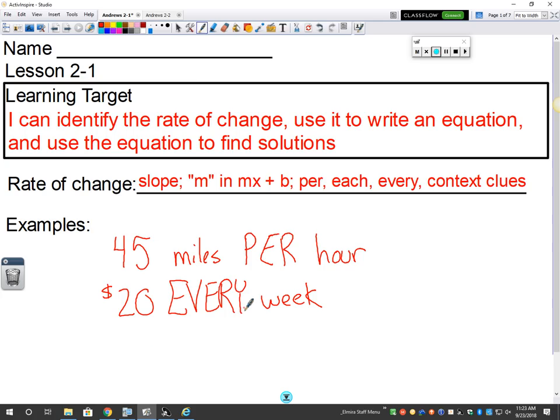Or I could say each pair of socks is $4. Okay, so those keywords help you identify the rate of change.